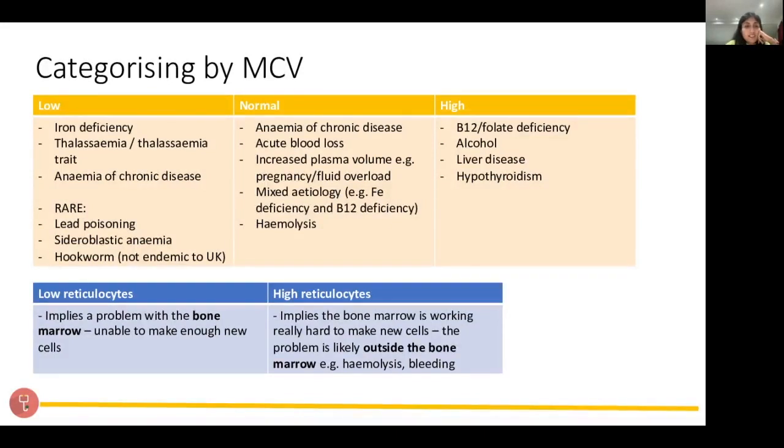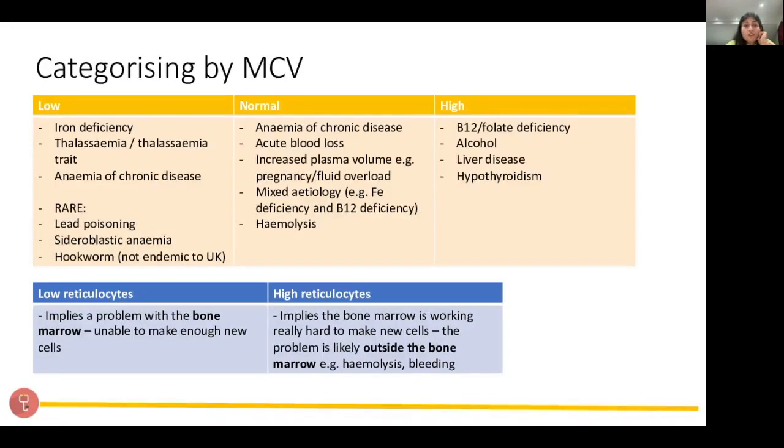So things like lead poisoning, sideroblastic anemia, and hookworm as well. So those are causes of a low MCV. And then if you've got a normal MCV, then the commonest one usually is anemia of chronic disease. So that may be due to renal disease or inflammation anywhere else in the body, myeloma as well, for example. So yeah, and then also acute blood loss from anywhere in the body.